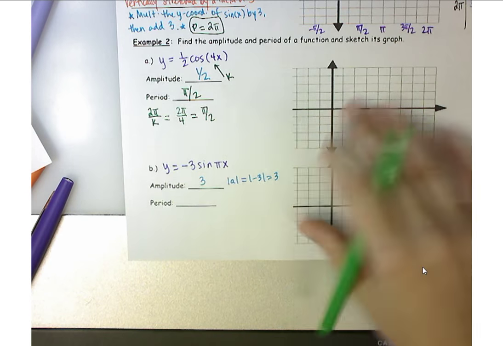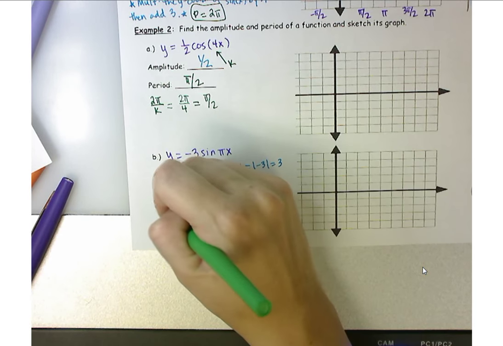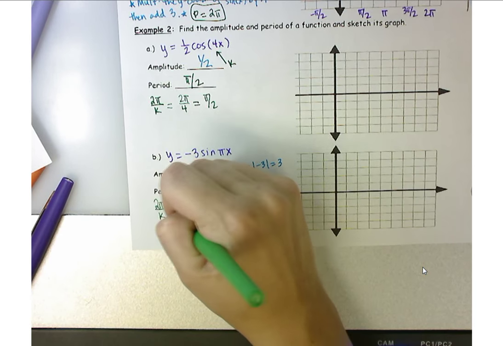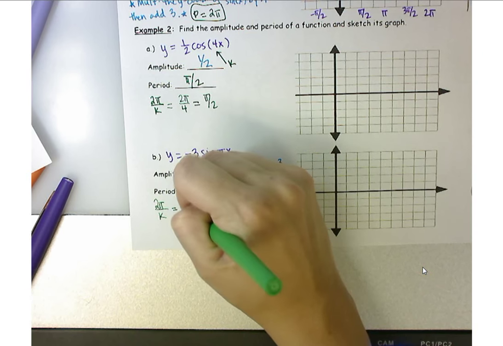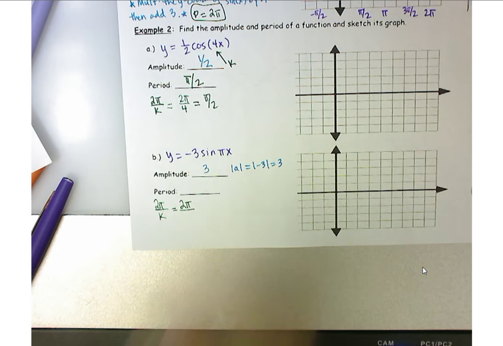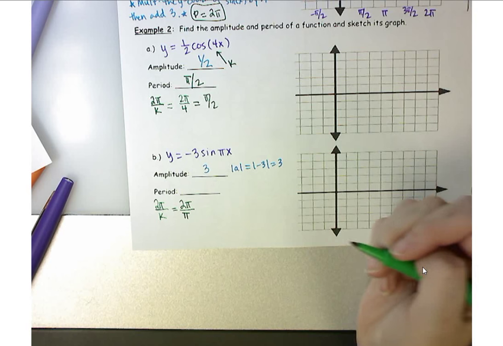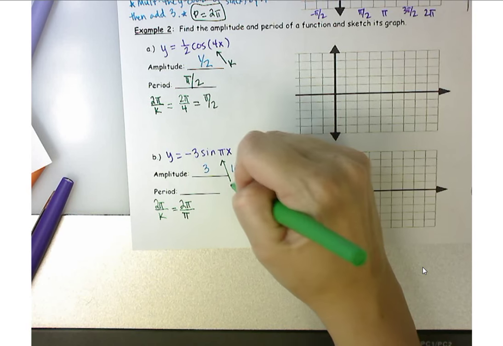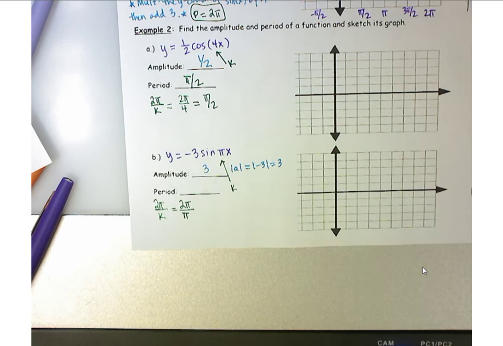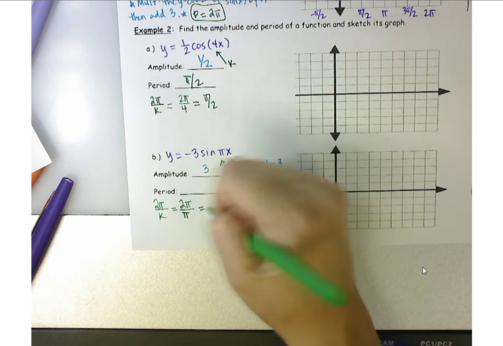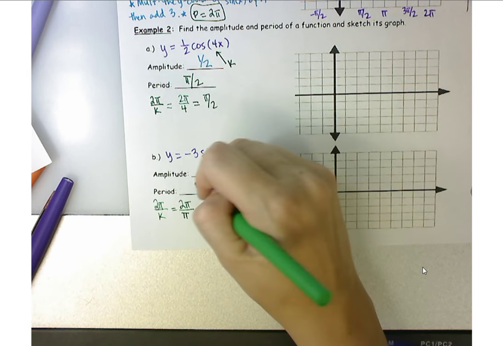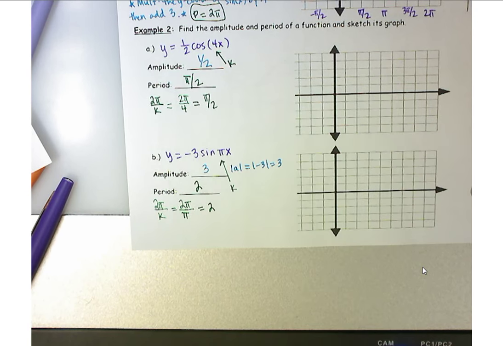All right, and then let's do the same thing for this one. So it's 2 pi over k. And Caleb, what's our k value for this one? Pi. Okay, so again, our k value is in front of x. Well, what's 2 pi divided by pi? 2. Okay, so then your period is going to be 2. And that is going to change how we're going to set up the graph.